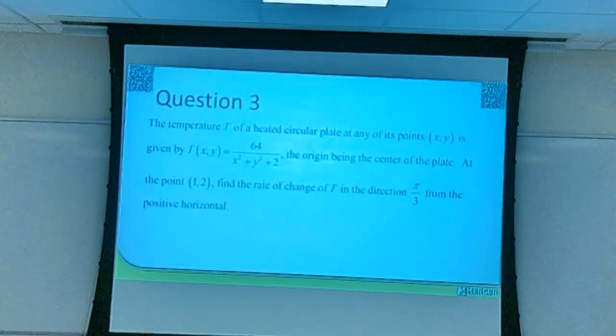Like I said, this is a very classical applied problem for directional derivatives. The temperature of a heated circular plate at any of its points is given by 64 over x squared plus y squared plus 2. Here we're going to take the origin to be the center of the plate. At the point (1, 2), we want to find the rate of change of T in the direction pi over 3 from the positive horizontal.